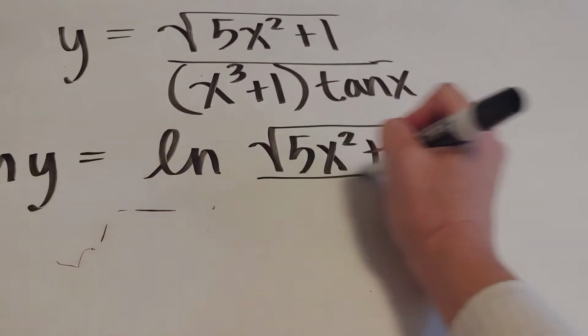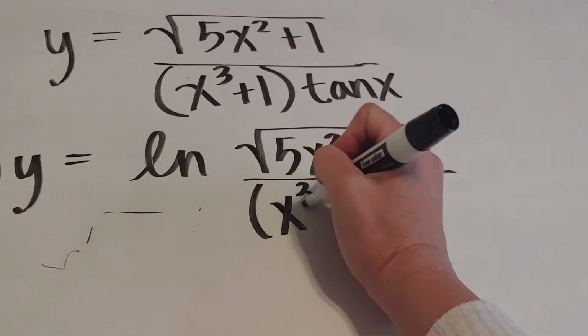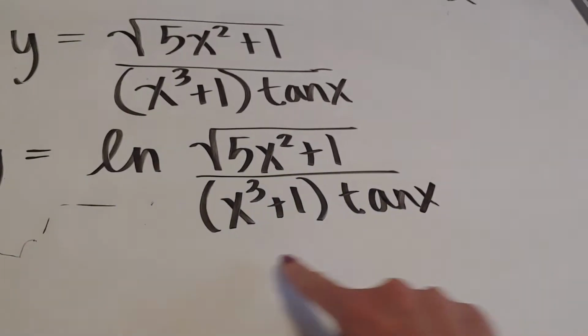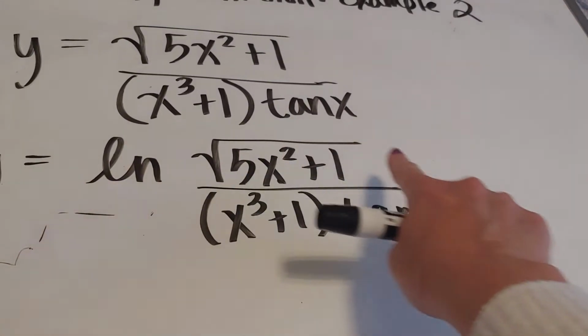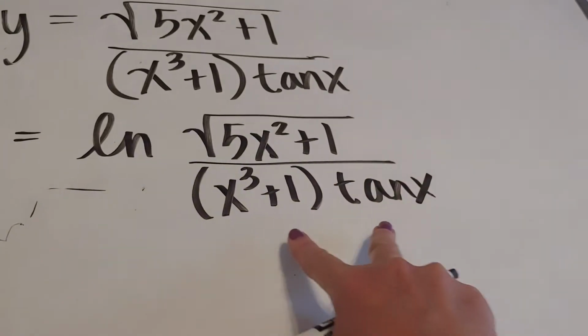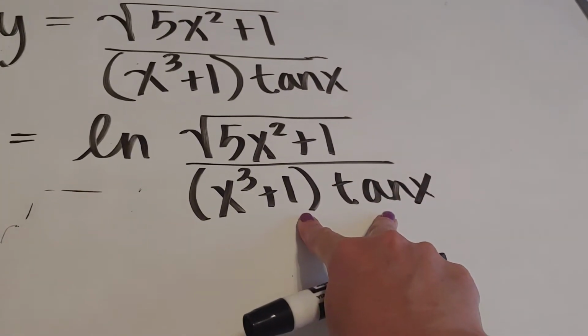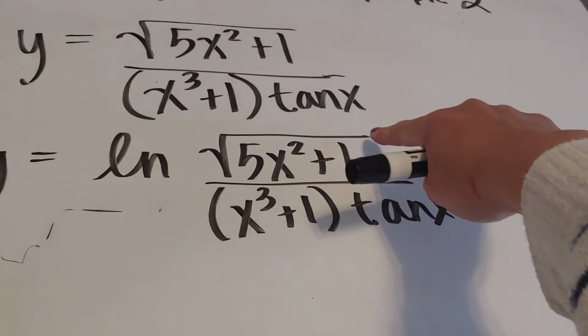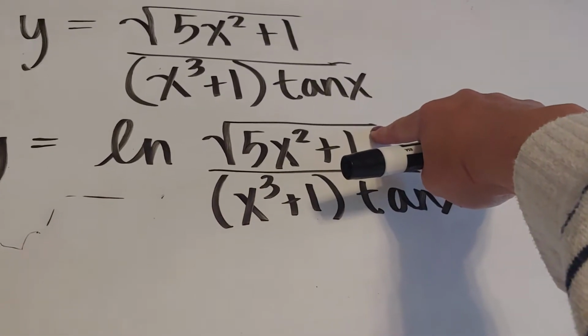But here is the benefit. The benefit is that I can use log properties to break this in pieces. So I have a quotient, which could be subtraction. I've got a product, which is addition, but because they're both in the denominator, that will be subtraction. And then I have this, which is a power that can come down.